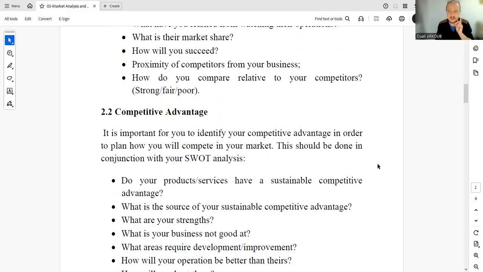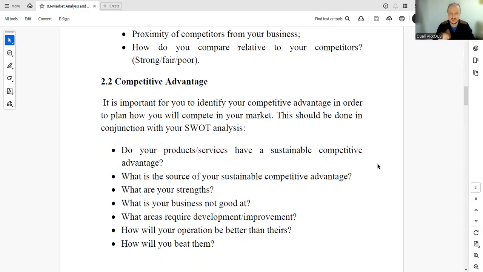If you have a competitive advantage, it is not available at all times, or in all products, goods and services. It's very hard to have a competitive advantage compared to the products and services of your competitors. This should be done in conjunction with your SWOT analysis.